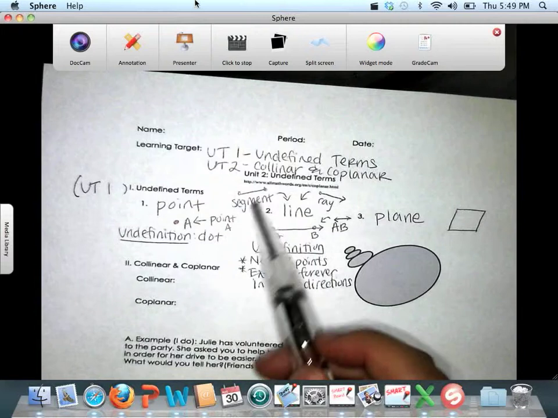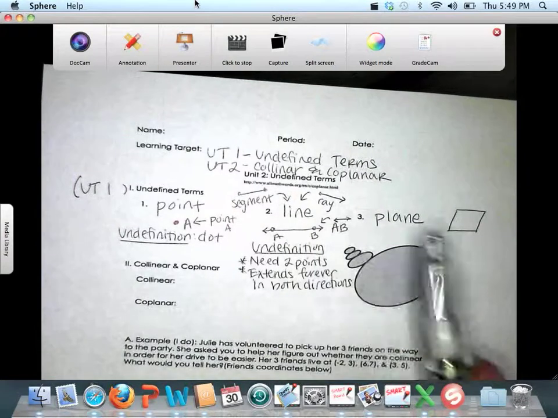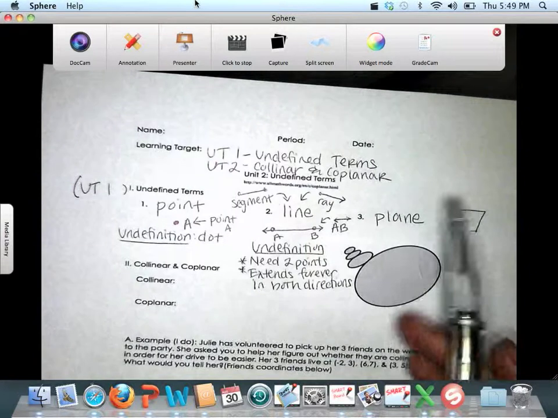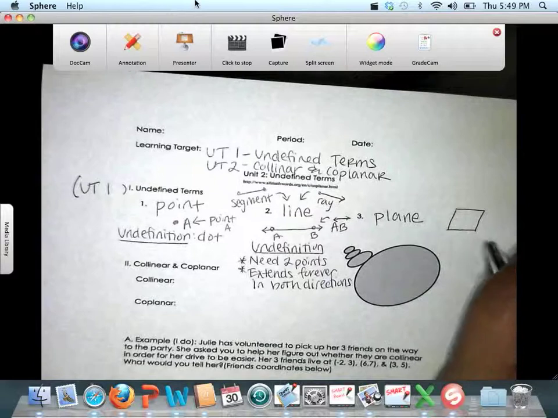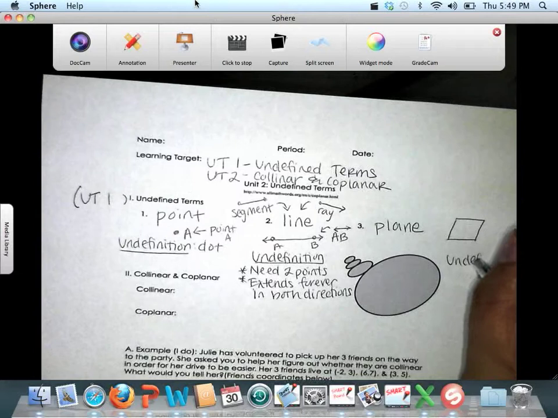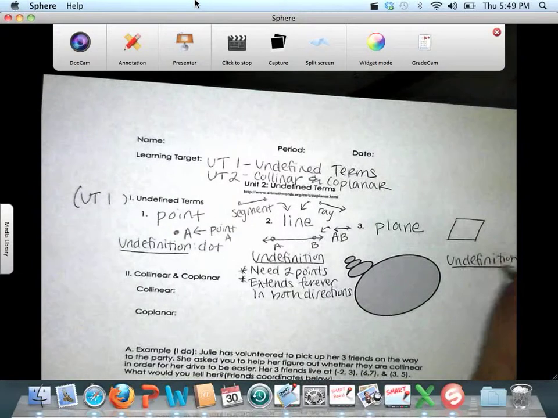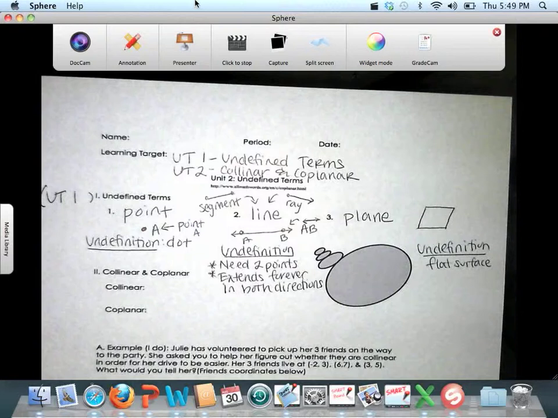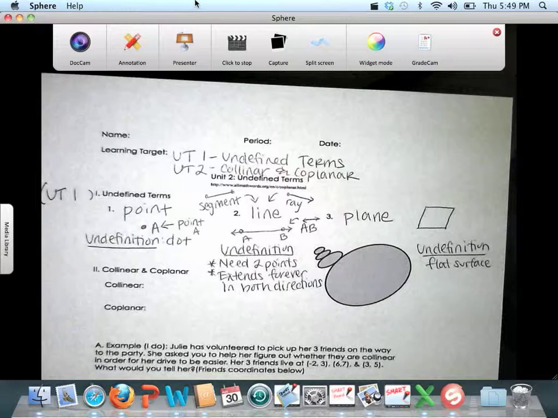So a segment has endpoints. It doesn't extend forever. It stops. A ray has one endpoint, but goes forever in one direction. Okay? Alright, now a plane, what a plane is definition is that it is a flat surface. So imagine the floor is a plane, but the floor doesn't stop within your room. It will extend into the other rooms. It will extend outside your building, right? It goes forever and forever in every single direction.